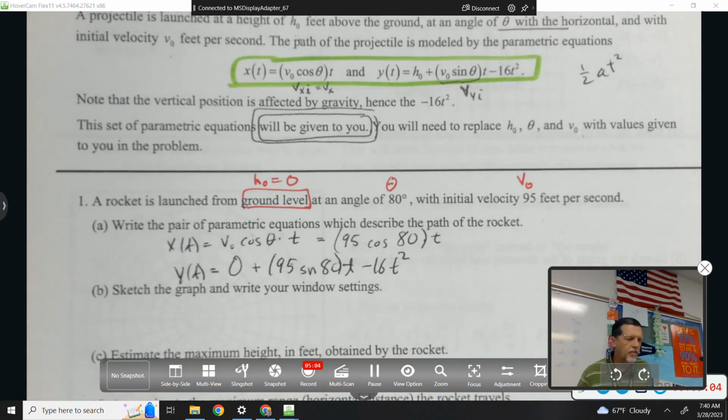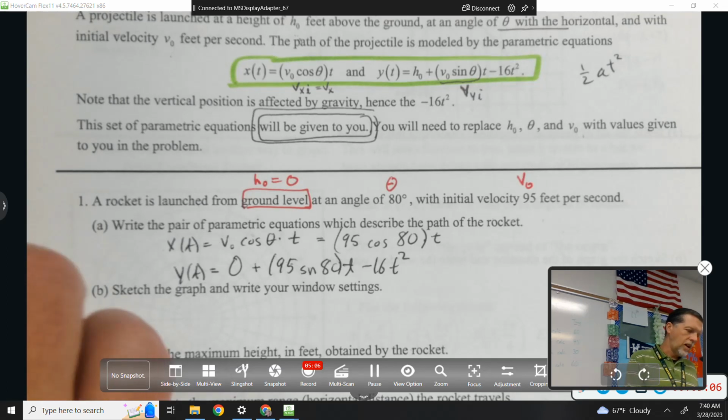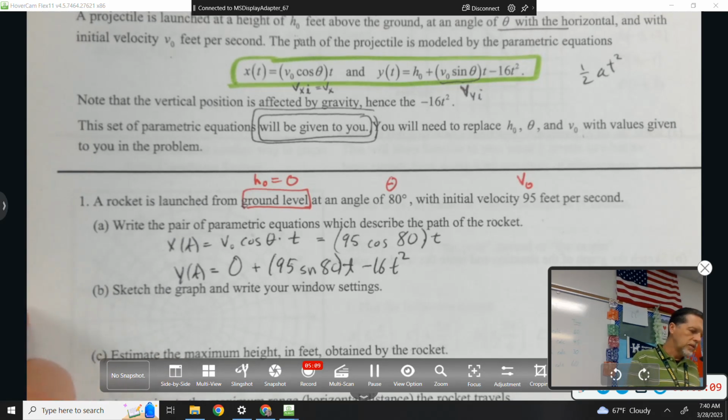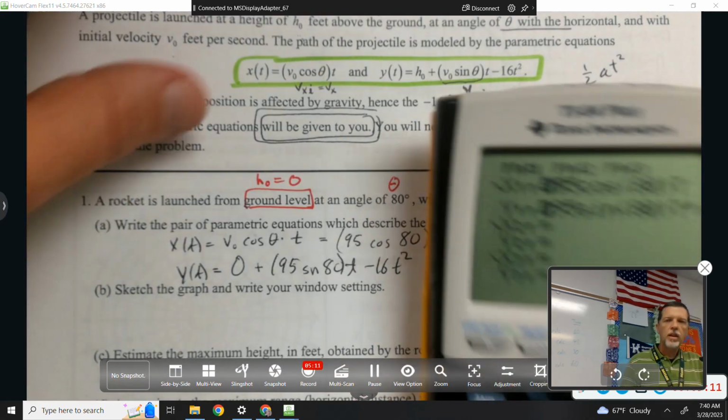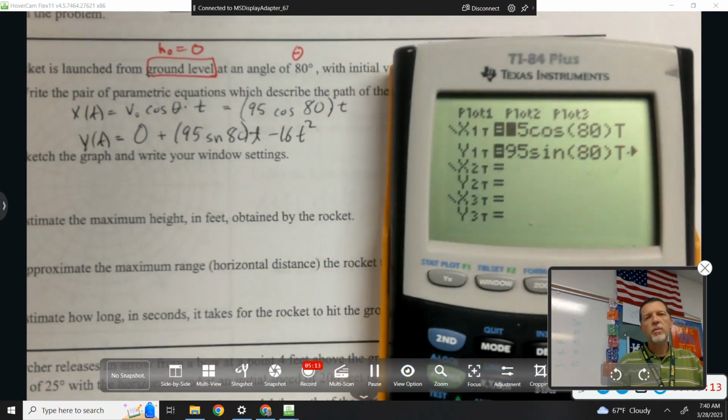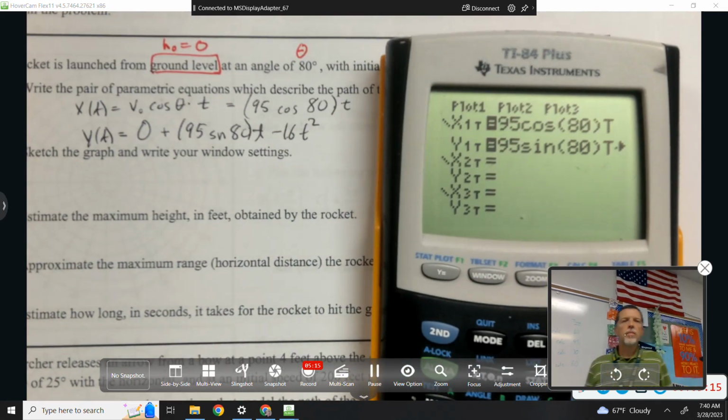Sketch the graph, and write your window settings. Okay, so let's go to y equals. I cheated and already put mine in there. 95 cosine 80 times t.